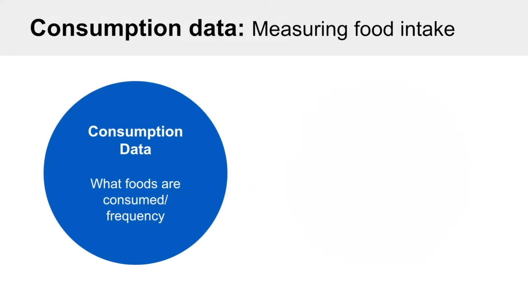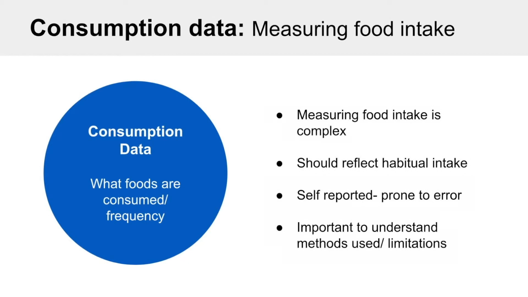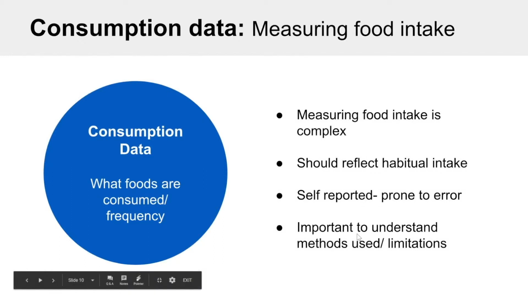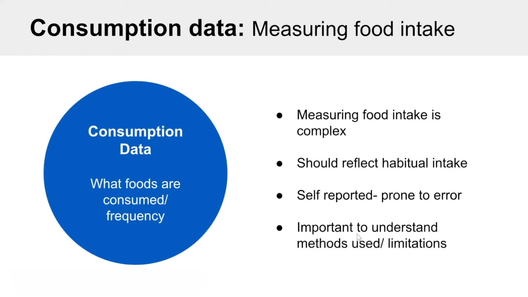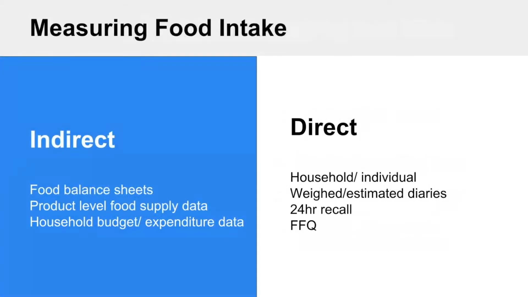Okay, so consumption data. I'm going to briefly describe how we measure food intake. So measuring food intake is complex, and really our aim in general is that it should reflect habitual intake. It's self-reported and prone to error, and therefore important to understand the methods used and any limitations behind these methods. So when we're measuring food intake, we can look at indirect measures, where we don't take consumption directly from households or individuals, or we can use direct measures.